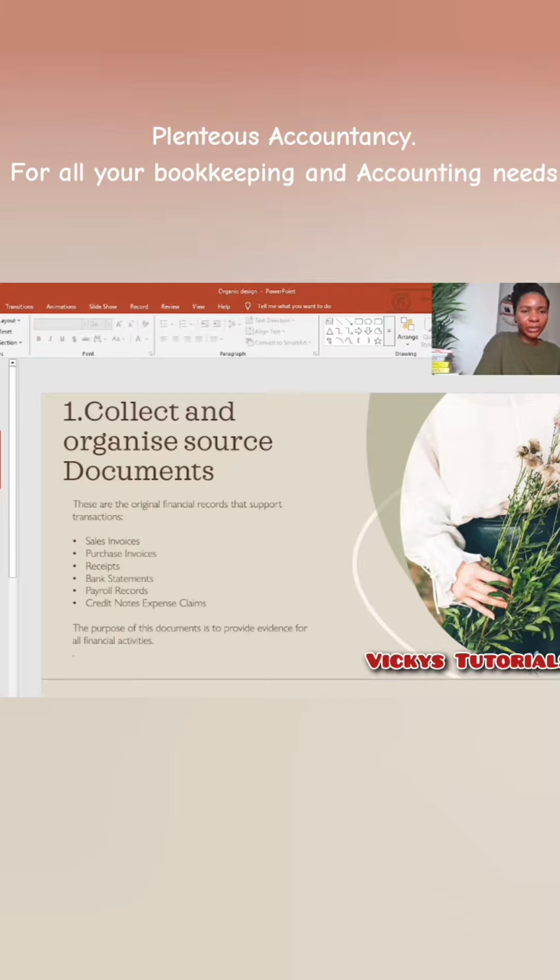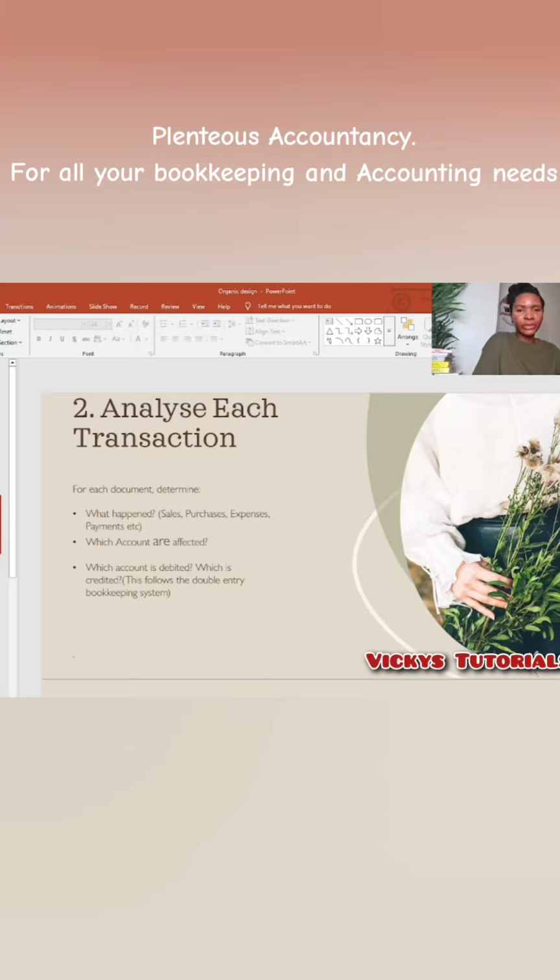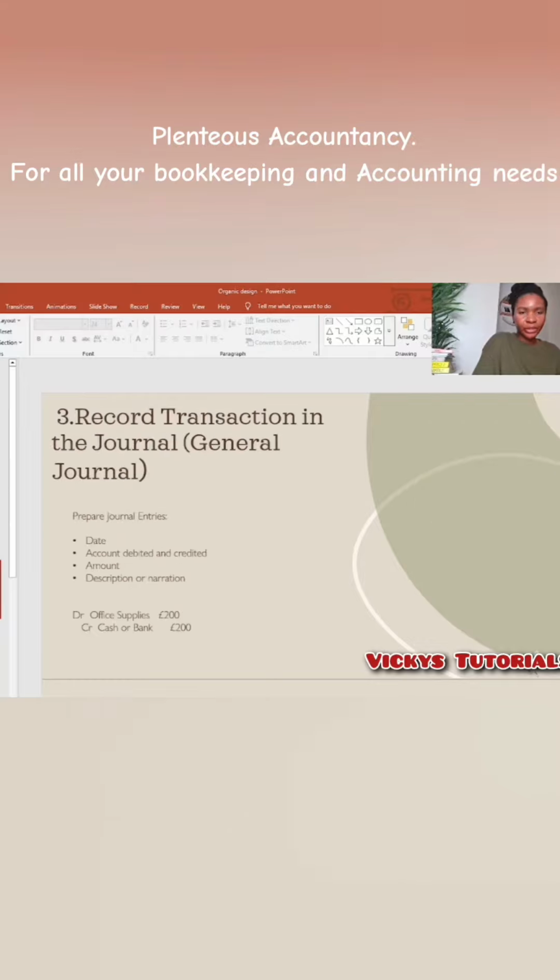The next step will be to analyze those transactions. This is where expertise comes in. You have to analyze each transaction to determine whether they are sales, purchases, expenses, and whether they have to be credited or debited. The next step is for you to record transactions in a journal. The journal cannot be overemphasized. This helps you to keep track of where each item should be recorded, because it helps you to be well organized.